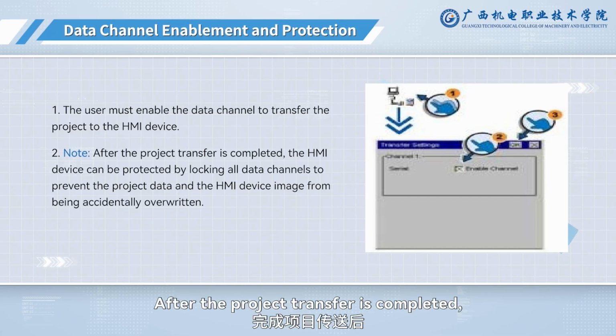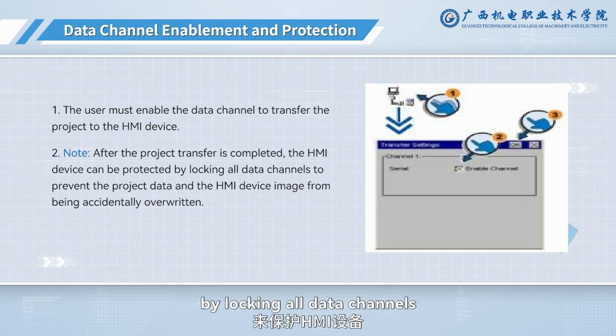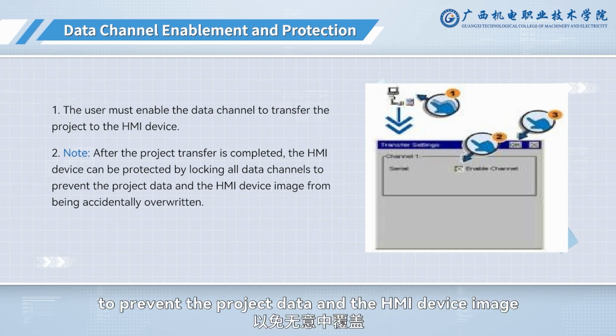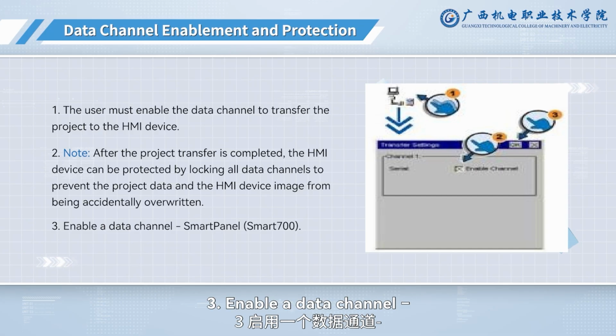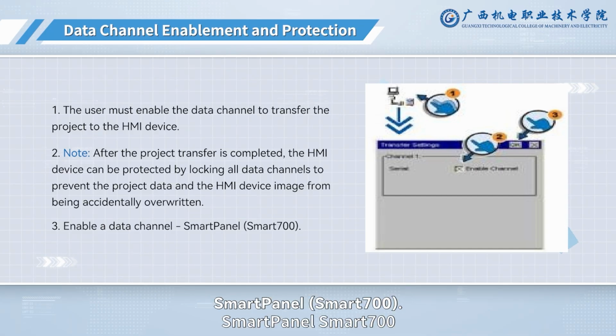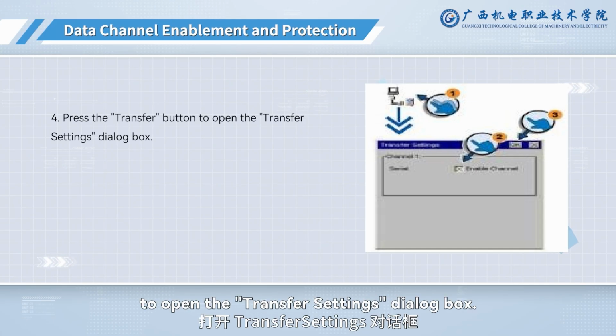2. Note: after the project transfer is completed, the HMI device can be protected by locking all data channels to prevent the project data and the HMI device image from being accidentally overwritten. 3. Enable a data channel. Smart Panel Smart 700.